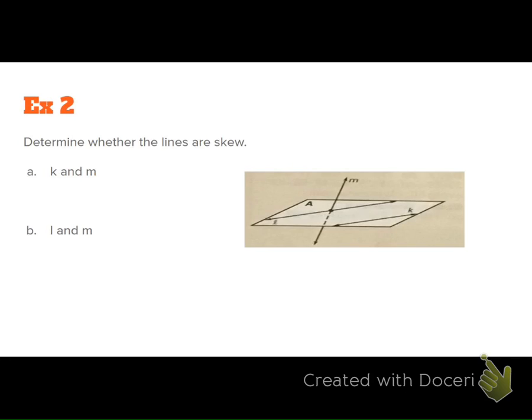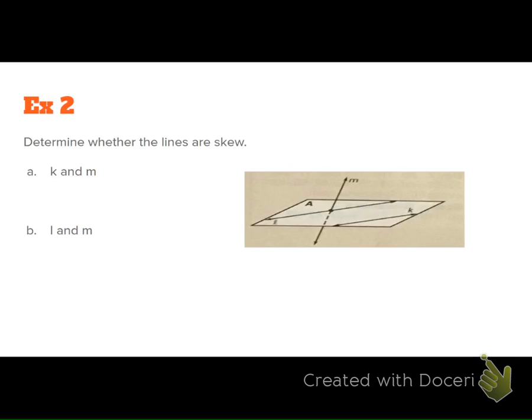Okay, so example 2, we want to determine whether the line is skew. So we have K and M. So Raj, do K and M lie in the same plane? So in the plane here is this parallelogram that's representing our plane. So do they both lie in the same plane? So this one's just slicing through it, and this one's on. So no, they don't lie in the same plane.